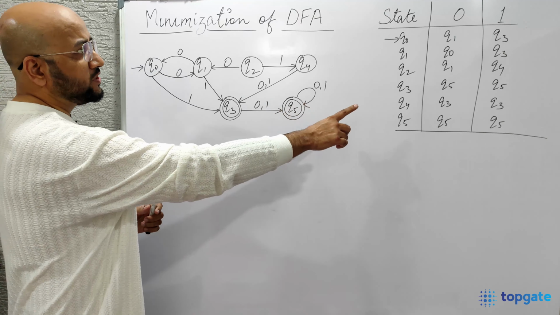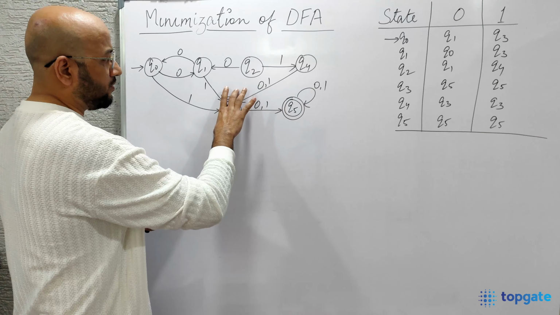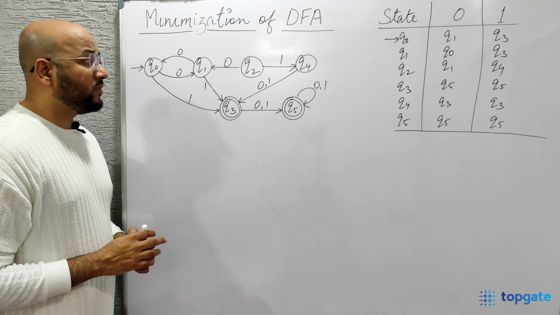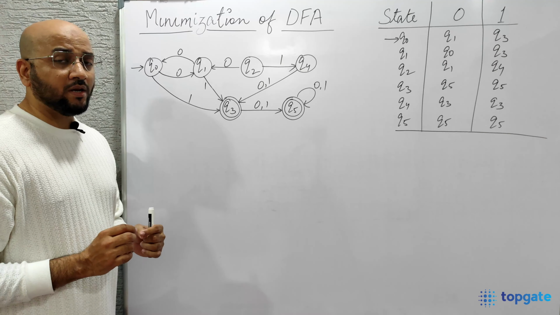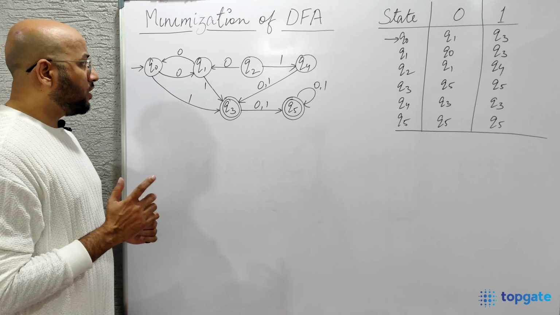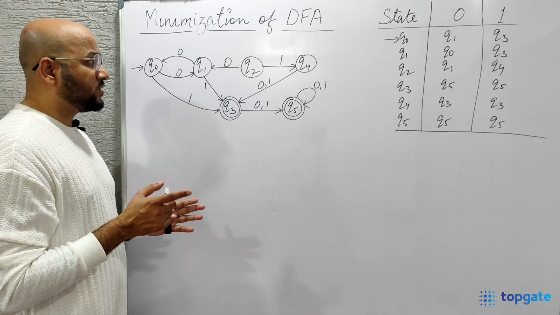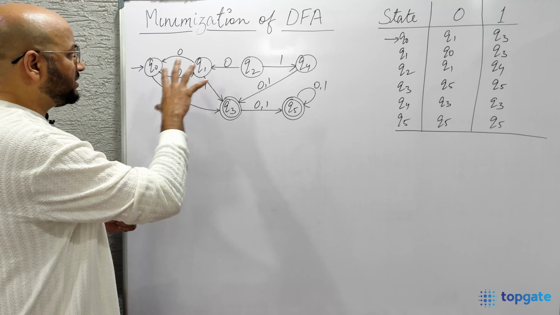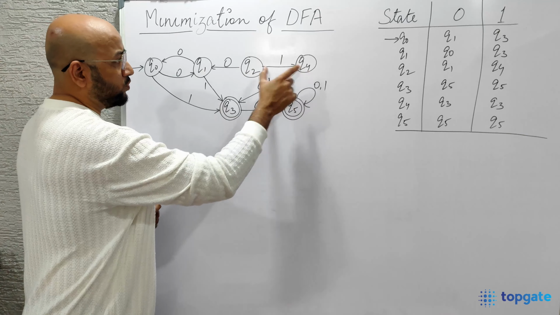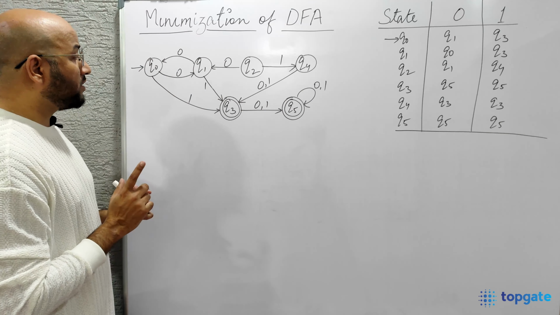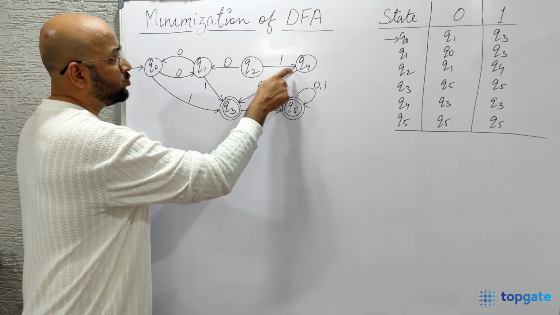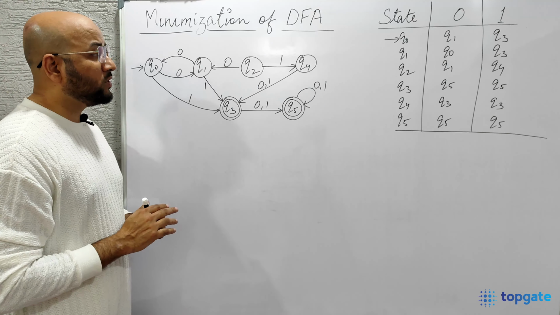So here I have just made the transition table for this particular transition diagram. Clear? So the very first step in the minimization of DFA says that we have to eliminate all those states which are not reachable from the initial state, or there is no path to those states from the initial state. If we analyze this closely, we can see that Q2 and Q4, both these states are not reachable from the initial state.